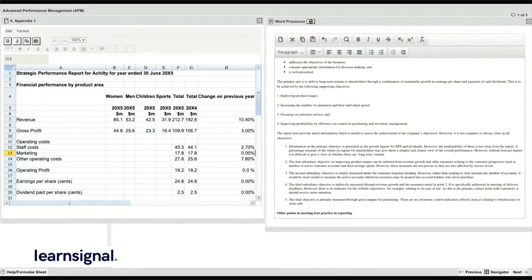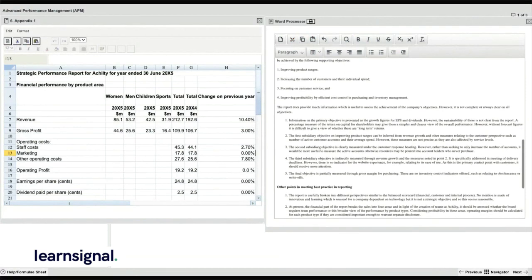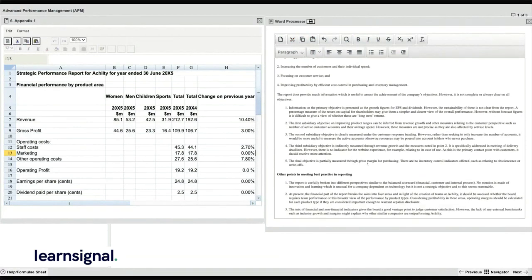As you go through the performance report, you should pick up that while the report does provide much information which is useful to assess the achievement of the company's objectives, it is not complete or always clear on all objectives.